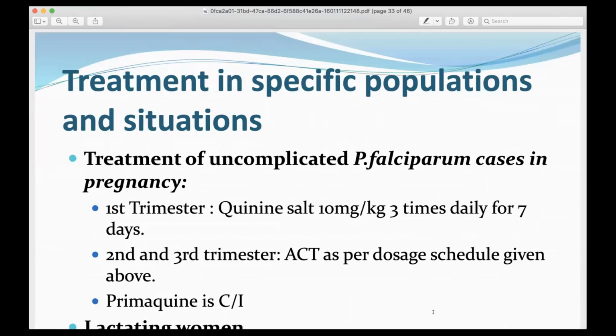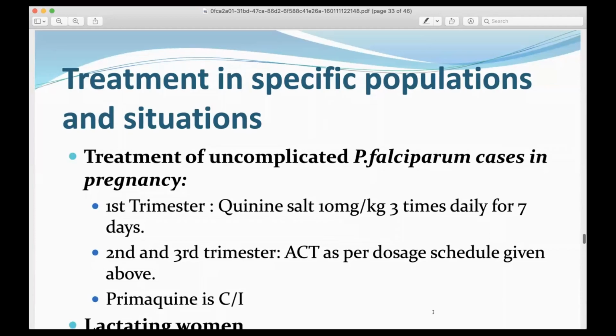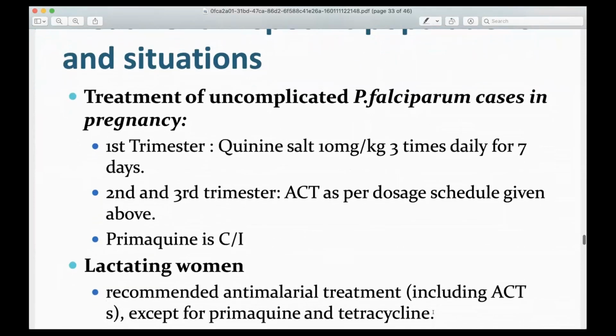Treatment in specific populations and situations, like treatment of uncomplicated falciparum cases in pregnancy. Another common patient we find is a pregnant patient with malaria. Always remember, a pregnant patient is a special group of patient because most of the drugs you can't give because of teratogenicity. Pregnant and lactating women are a special group of patients.